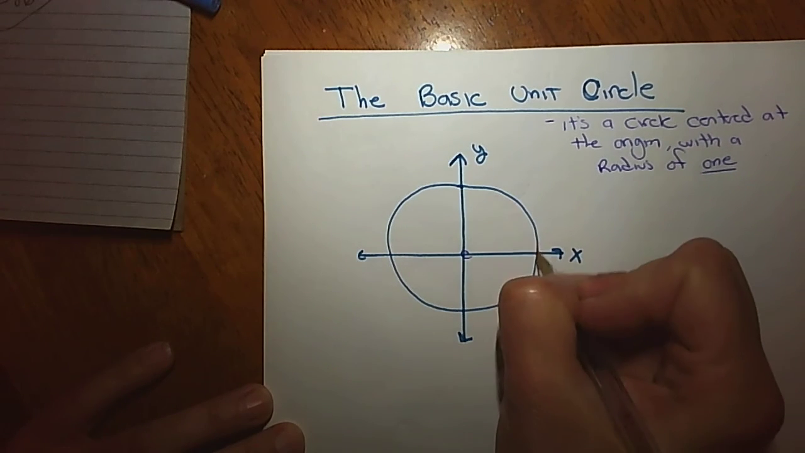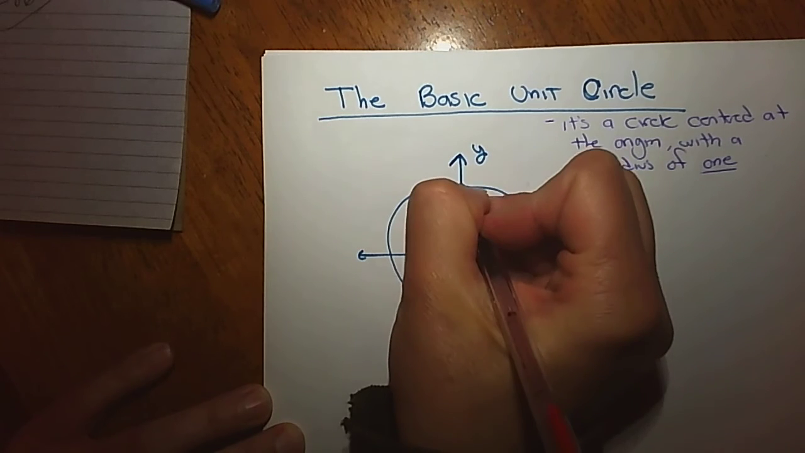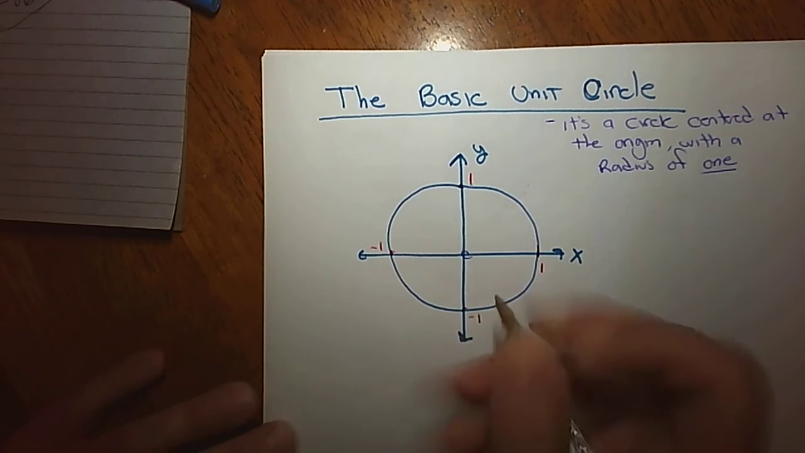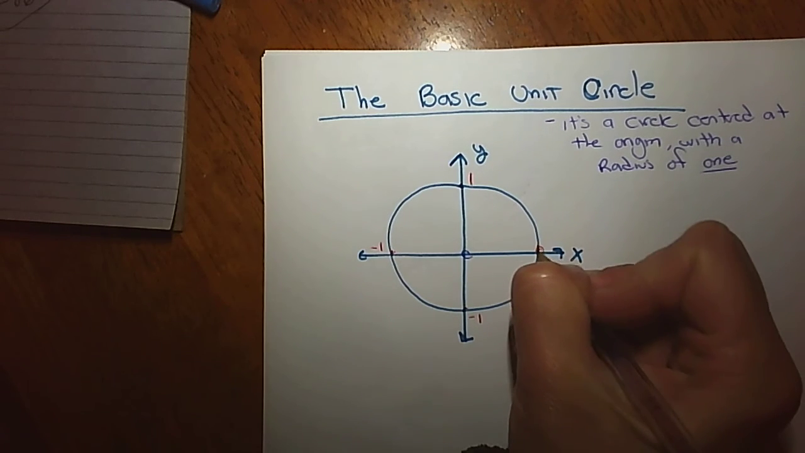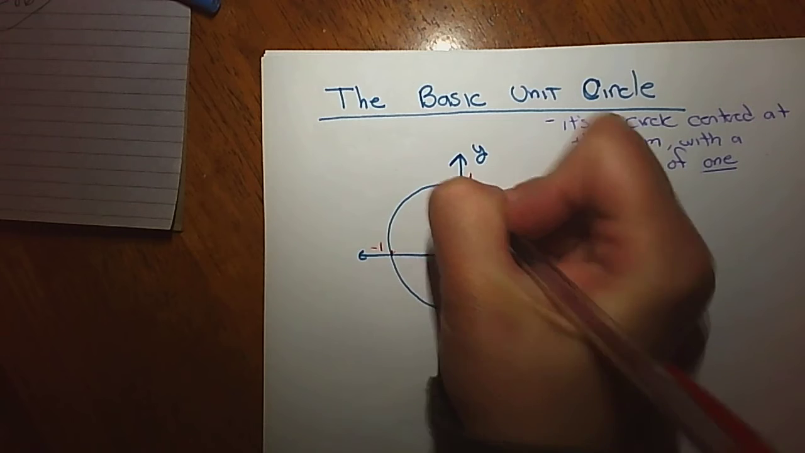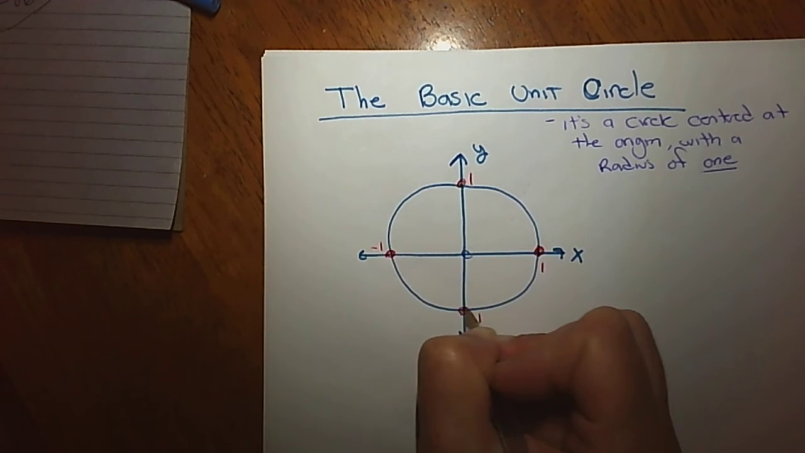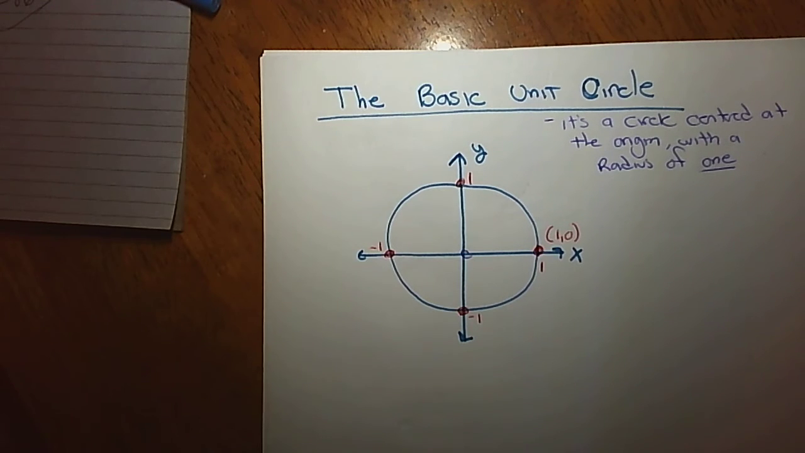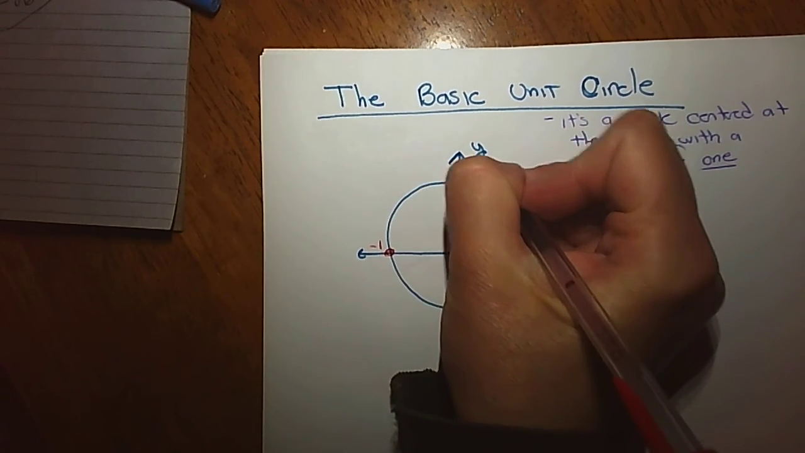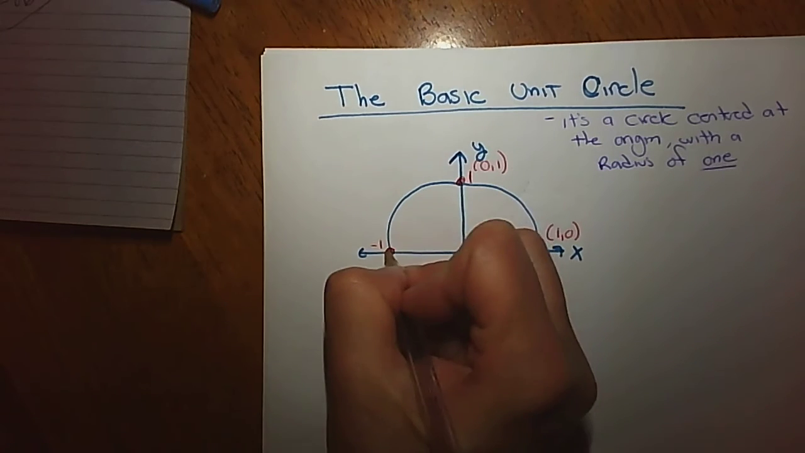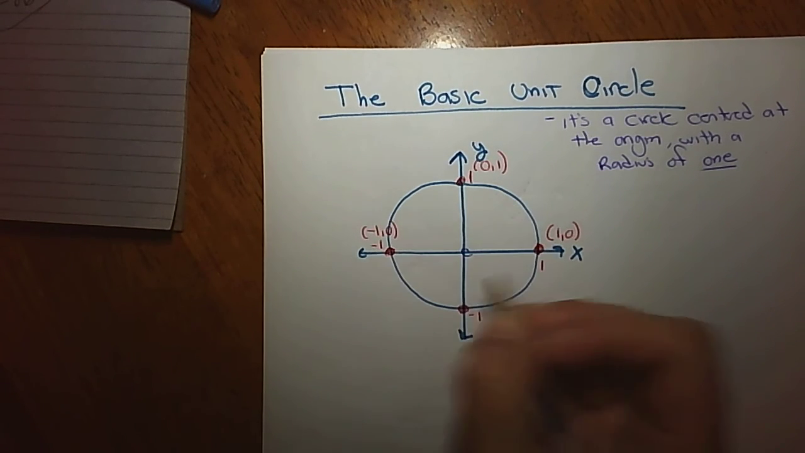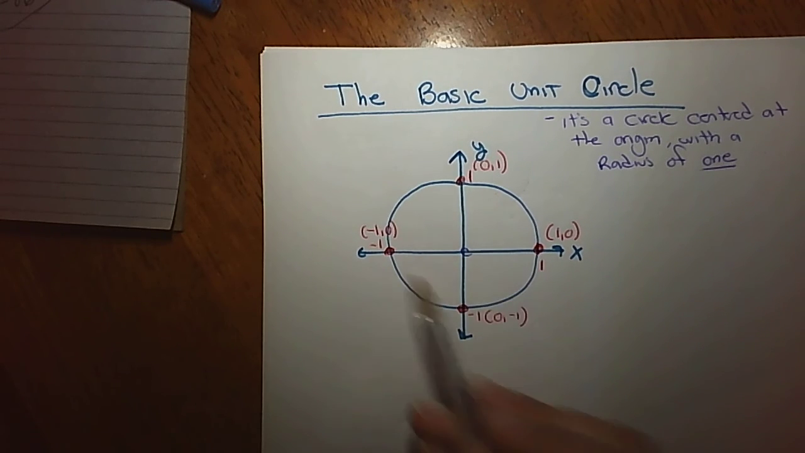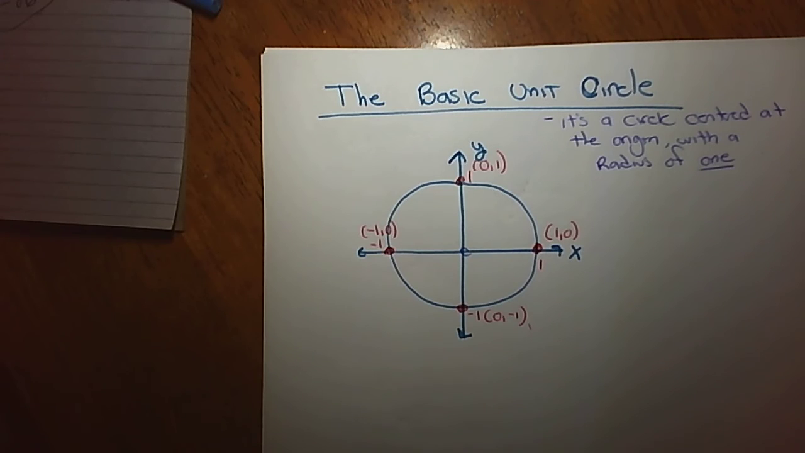So that means this right here is 1 over. This is 1 up. That's 1 back. And 1 down. So these 4 points are really important for us. Right here, this would be the point 1, 0. Right here is the point 0, 1. This is the point negative 1, 0. And down here is the point 0, negative 1. So these 4 points are ultra important in the unit circle.